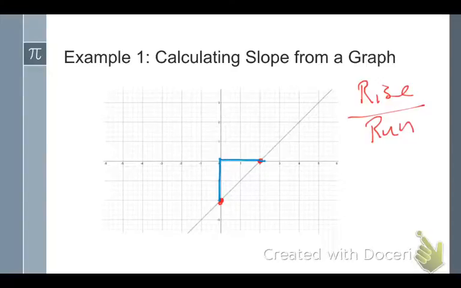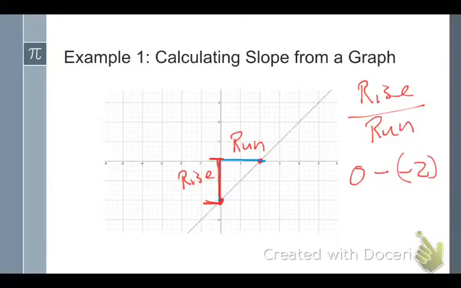The vertical distance is called the rise. The horizontal distance is called the run. So I have to figure out how far did I rise. Well, I started at y is negative 2, and I stopped at y is 0. So if I want to know this distance here, it's top minus bottom. The top is 0. The bottom is negative 2. When I subtract a negative, it's like adding. That's why we always do top minus bottom, because I guess this makes sense that it's positive in this case. So the rise is 2.